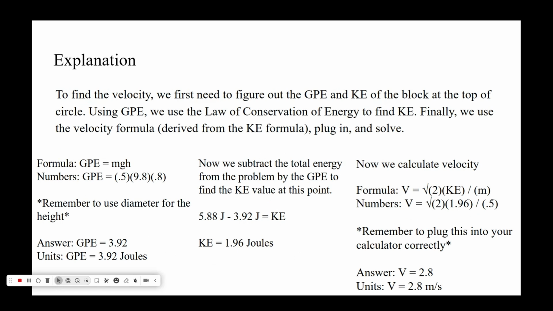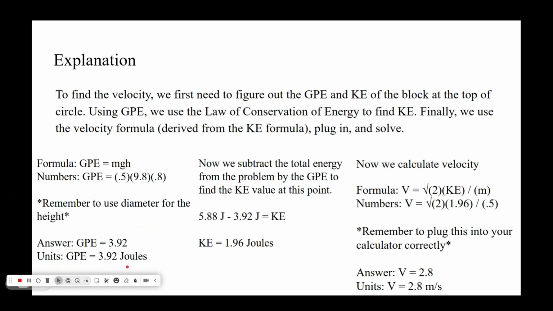Finally, we use the velocity formula, which was derived from the KE formula. You will not have this formula on your formula sheet. You need to know how to derive it using algebra. You need to plug in and solve. So first, we want to find the GPE at point B. So we use the GPE formula. Remember to use the correct diameter, which is in meters, not centimeters, and we get 3.92 joules.